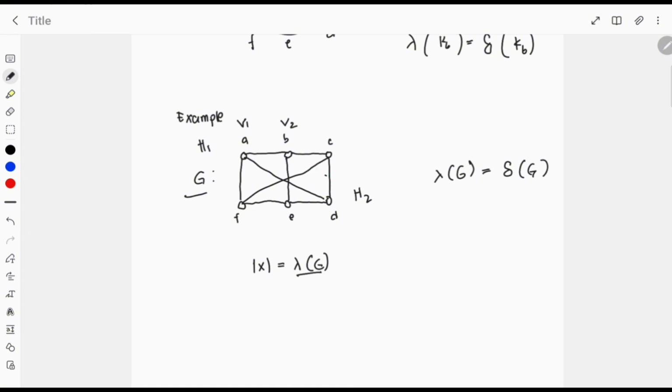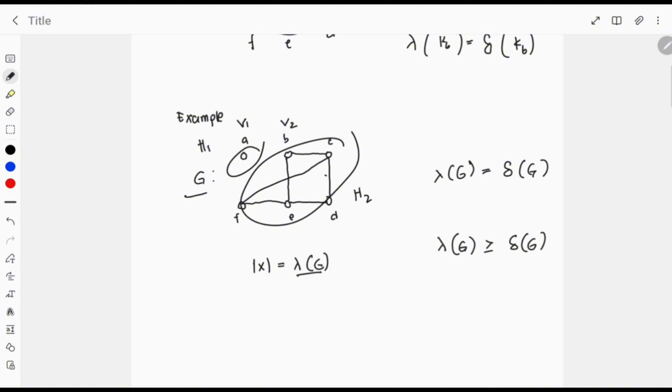And any vertex we remove, it will still be connected unless we reach the minimum degree. So that's 3. So we have this one and this one. By counting edges and applying the minimum degree condition, the proof concludes that lambda of G is greater than or equal to delta of G, and that is in theorem 4.4.